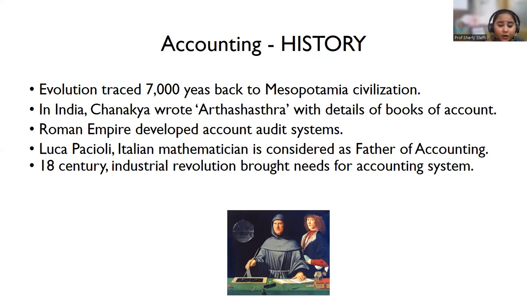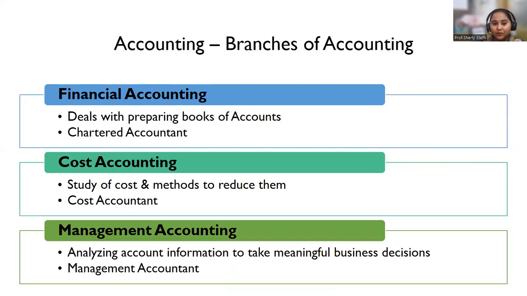Moving forward with the history of accounting, evolution traced accountancy 7,000 years back. So these are a few points on the history of accounting. In India, Chanakya wrote Arthashastra with details of books of accounts. The Roman Empire developed an account audit system. So these are a few bullets of history I've put across in front of you.